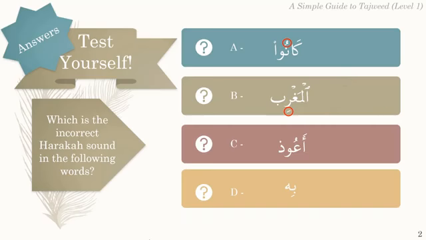In example C, the fatha was incorrect. The jaws were not separated at all. Listen to the wrong sound followed by the correct sound.